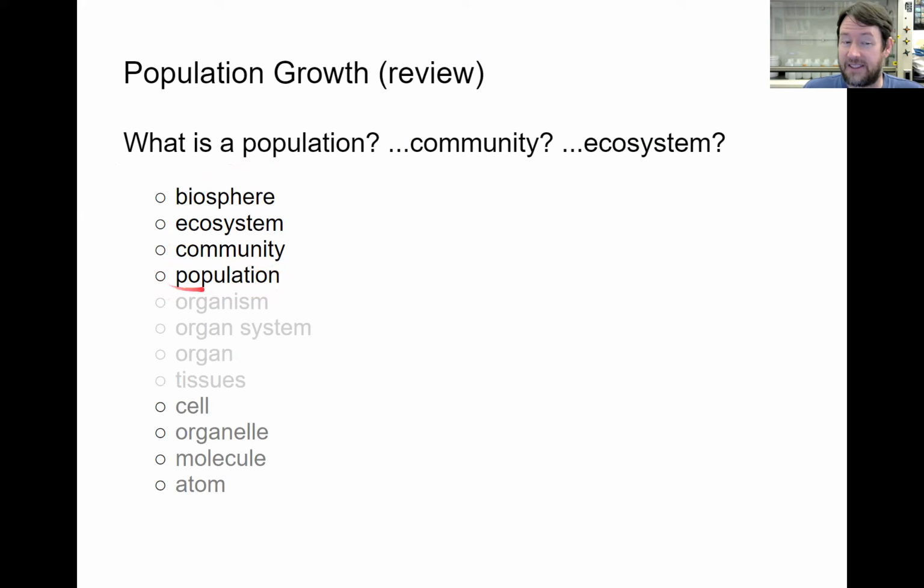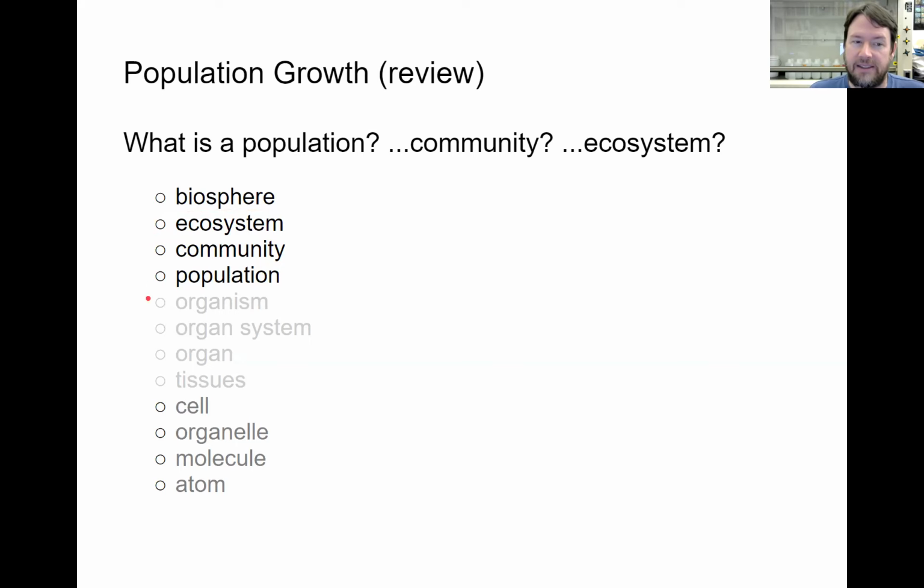All right, so if you remember from our discussions, a population is all of the individuals of one species living in a particular area. The biological community is the next level up, and that's all of the populations of all of the species living in a particular area. And then an ecosystem is a little bit more than that because it adds the non-living environment, also known as abiotic environment.